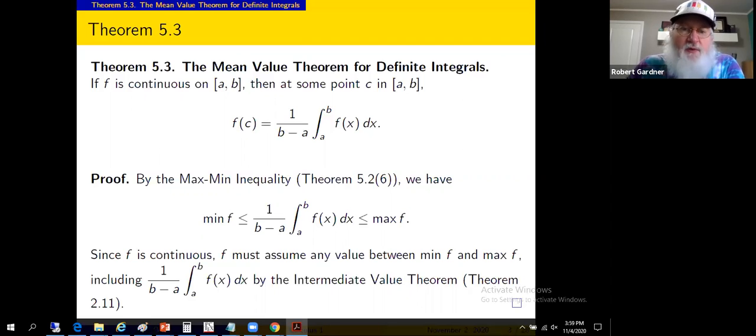Well, you've got a continuous function by hypothesis. f is continuous on the interval from a to b. And here we've got some number between the minimum of that function and the maximum of that function. A continuous function assumes every value between its minimum and its maximum. That's the intermediate value theorem. So, of course, the function has to take this value at some point between a and b. That is, there's a point c at which f of c equals this particular value.